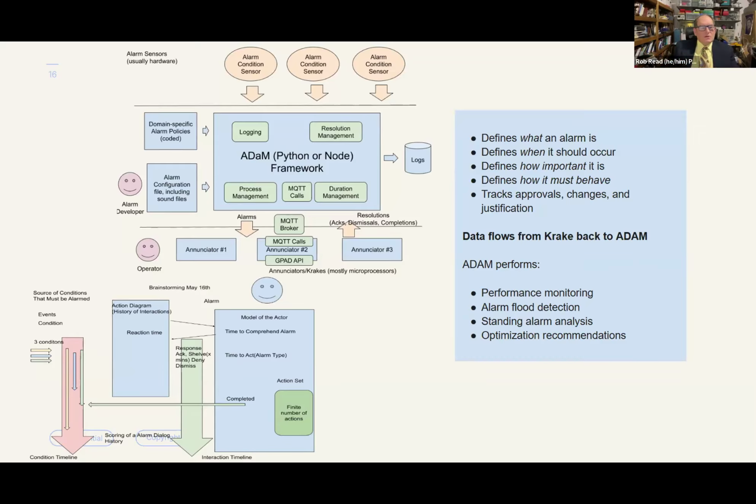And so on the left side of this diagram, we have domain-specific alarm policies and alarm configurations that are going to be encoded. But once you've configured it and it's up and operating, the fundamental thing that happens is you have some alarm conditions, which are usually detected by a sensor. Sometimes it's a human being throwing an alarm, but you have alarm conditions. They're managed by ADaM, which sends messages to the annunciators, which get the attention of the operators and collect information back from the operators.